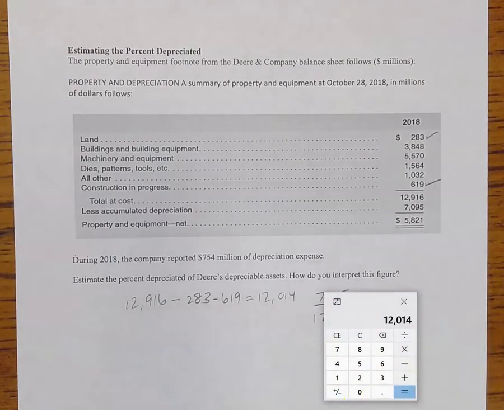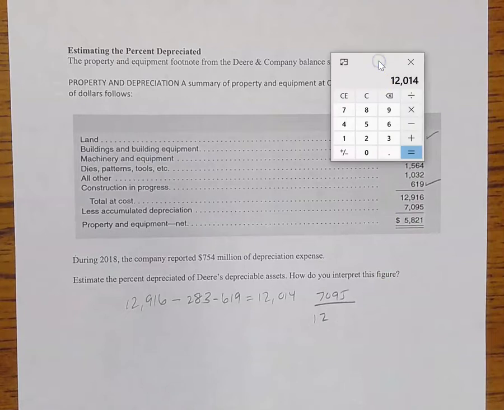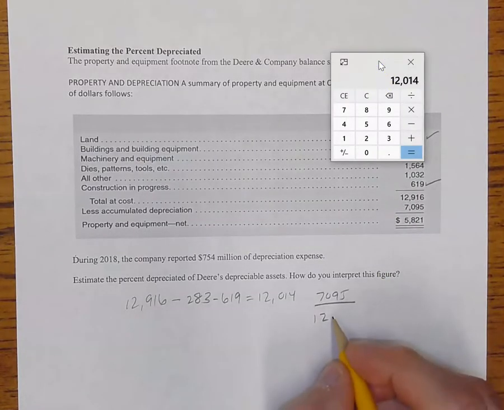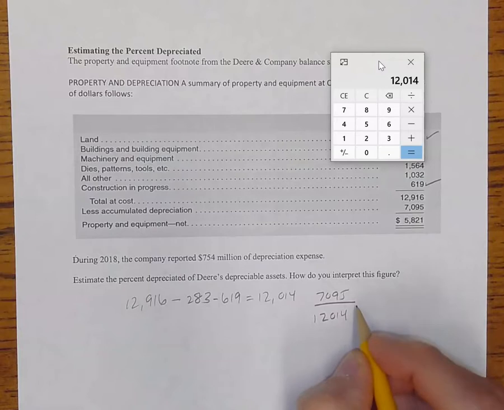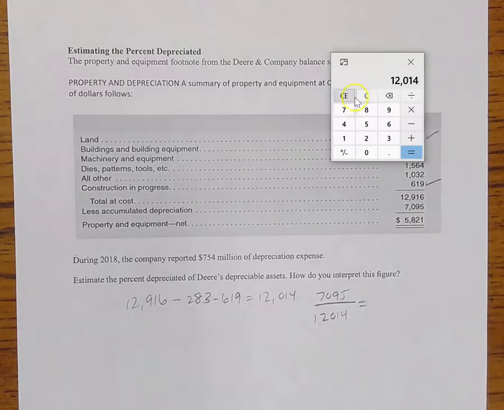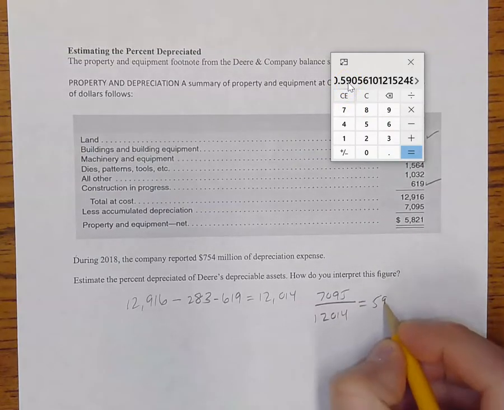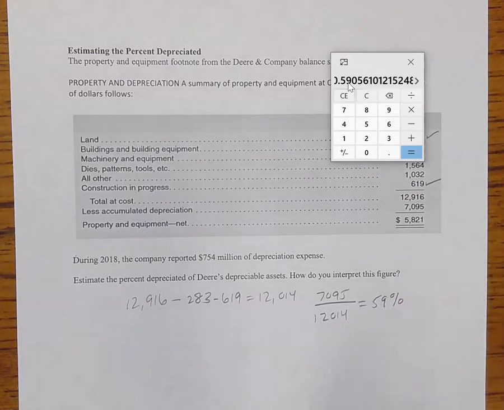I keep messing up with the calculator, don't I? 12,014. All right. So let's see what we got here. Okay. So we got 0.590, so about 59%. Okay. How would you interpret this figure?